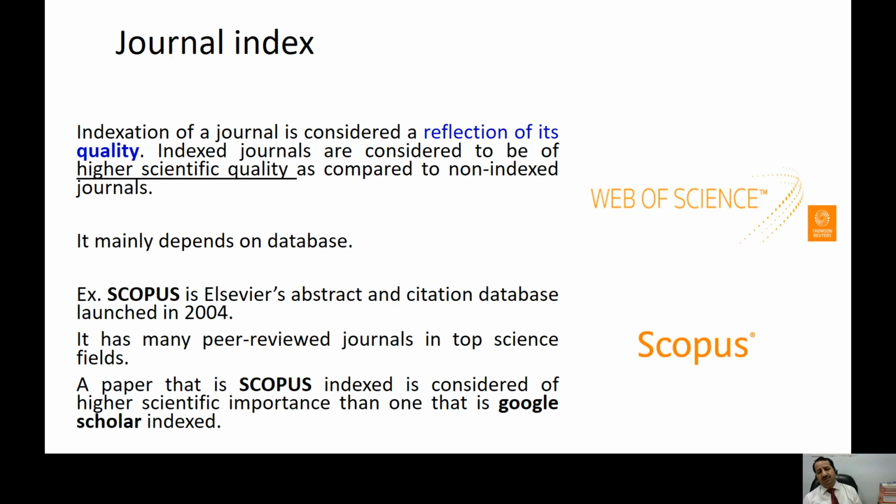Now let's go to the journal index. As I mentioned, we need to look at the quality of the journal before we publish our article. So indexing gives an impression about the quality of the journal. Okay, it means higher scientific quality.